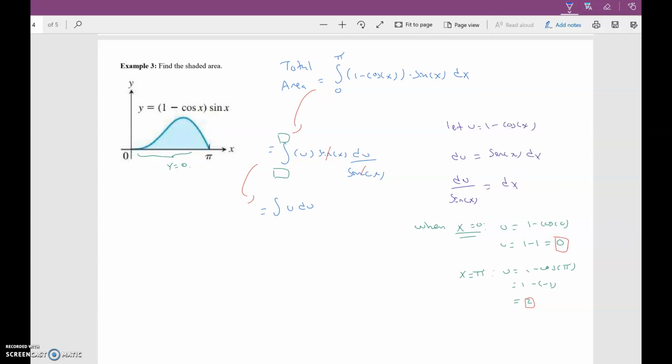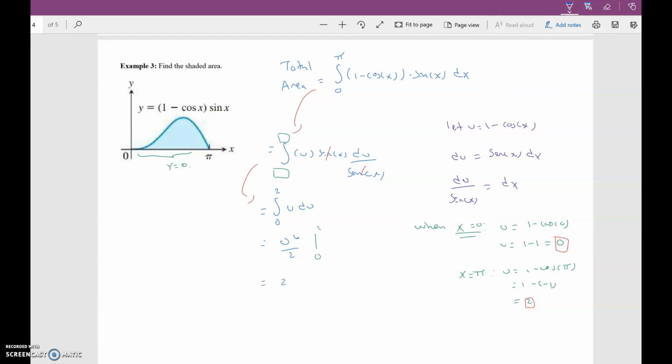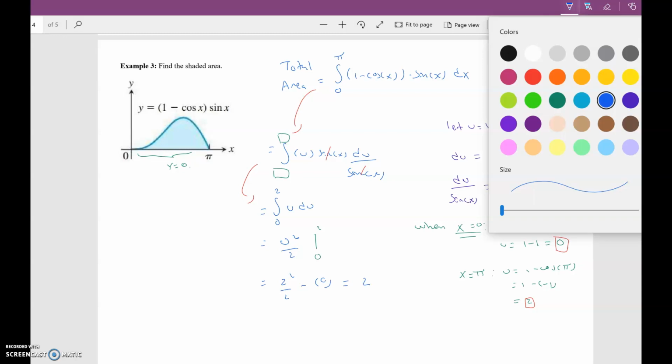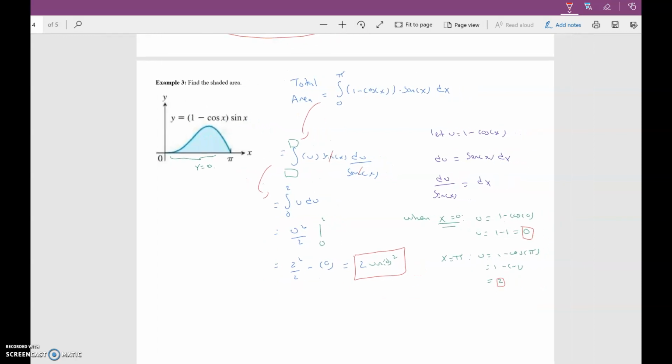So we're looking at from 0 to 2, which in this case is just going to be u squared divided by 2, with the limits of integration of 0 to 2. So this is equivalent to 2 squared divided by 2 minus 0, or simply 2. And let me just rewrite it as units squared. So that would be our final answer. It's just 2 units squared.